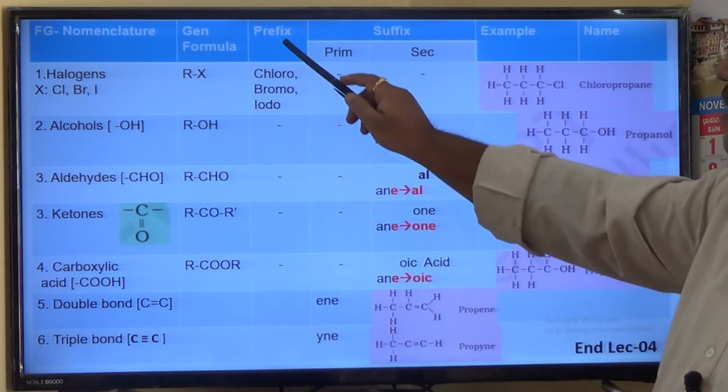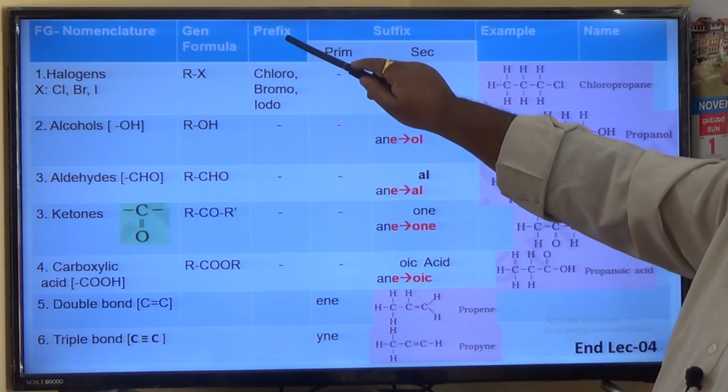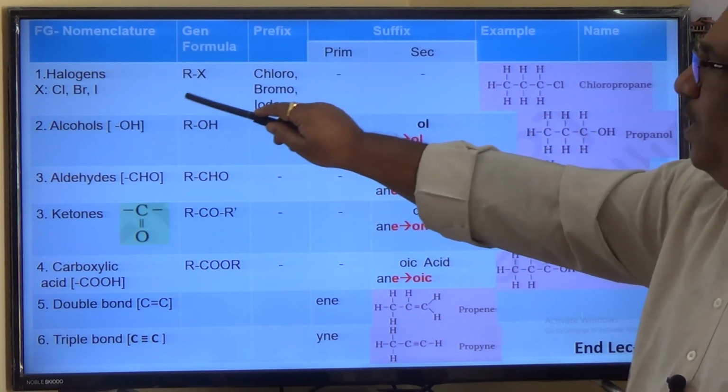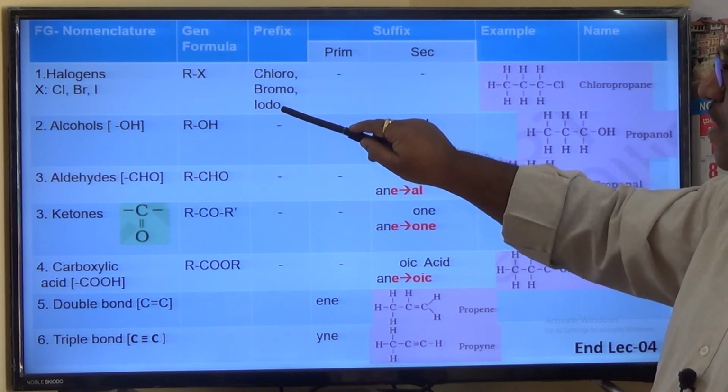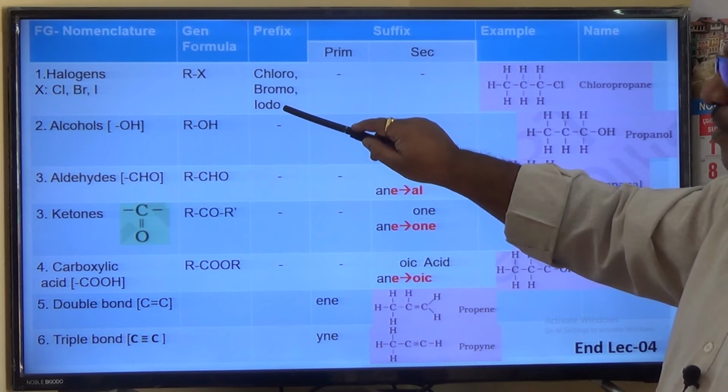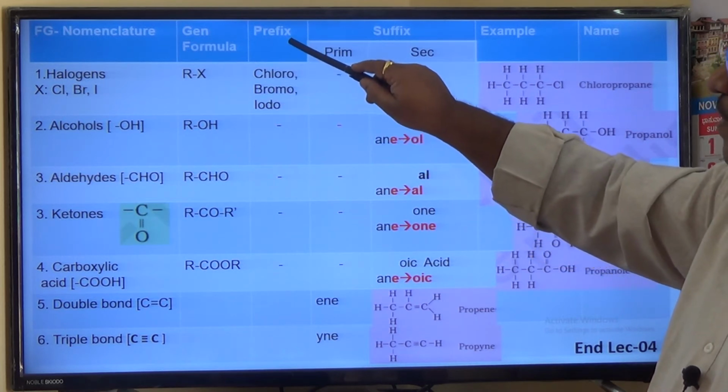So if the halogen group is there, then we use a prefix. If chlorine is there, chloro. If bromine is attached, bromo. If iodine is attached, iodo. If fluorine is attached, fluoro. That is how the prefix phrases go.